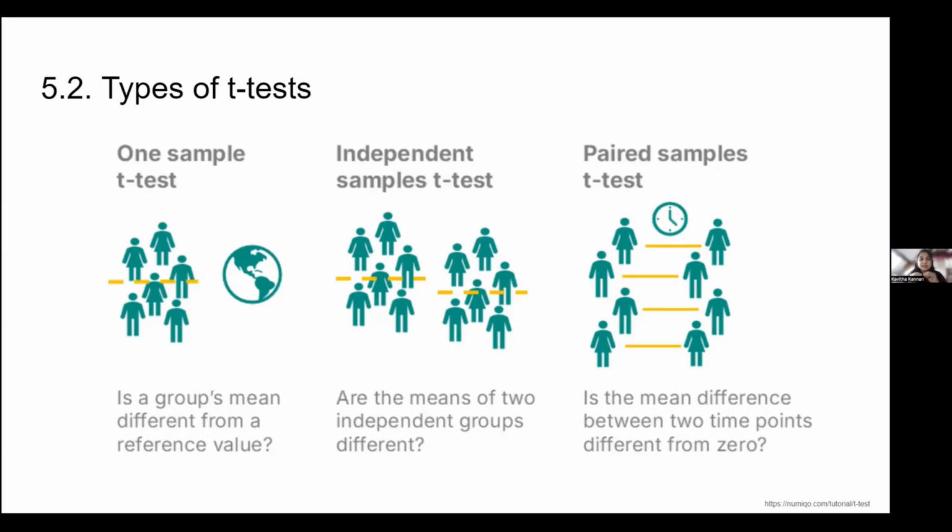It's just an extension, and it's just to understand, because sometimes in your code, a one sample t-test can have a slightly different code form as compared to a paired sample t-test. So it is important to understand what exactly you want to look at and what you want to do. The paired sample t-test checks if there is a mean difference between two time points different from zero. So for these kinds of things, you use these different t-tests.